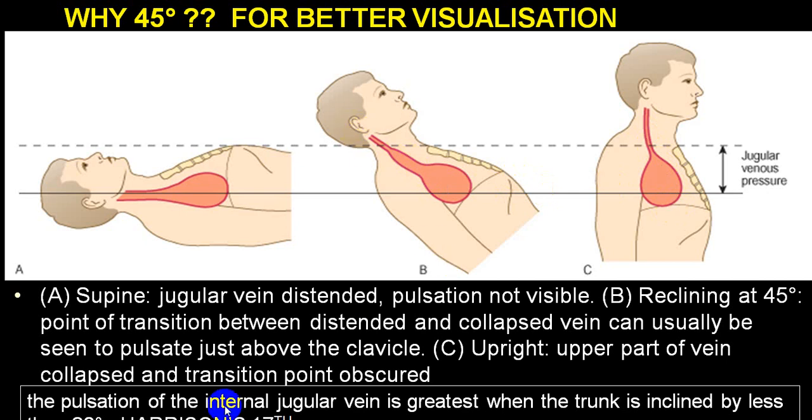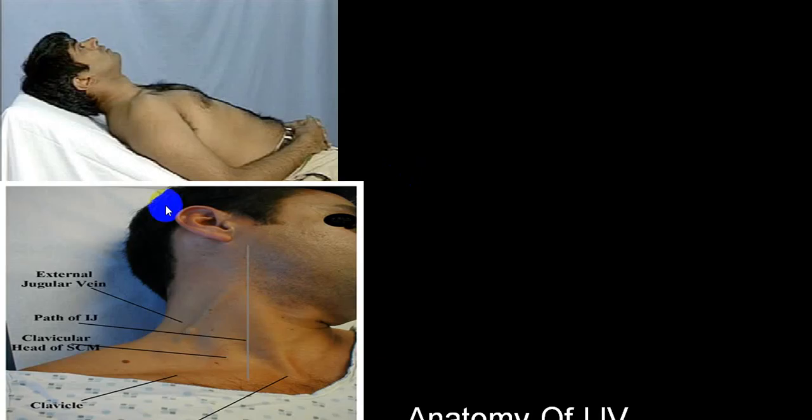Some people, particularly in Harrison, say that the angle should be 30 degrees. So you can keep it at 30 degrees or at 45 degrees. By and large, everyone keeps it at 45 degrees. So you maintain this position. Neck and trunk should be well relaxed. Slightly rotate the head to the left side, not an extreme rotation.